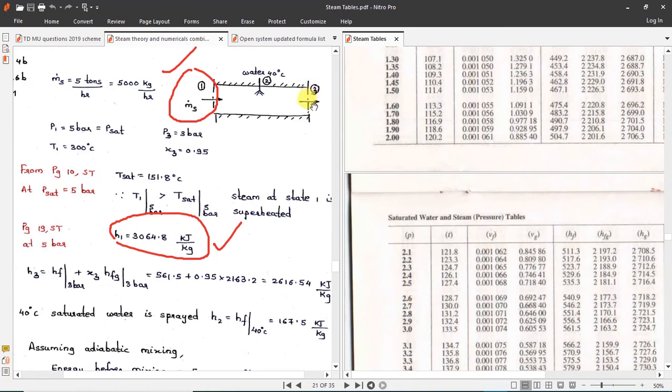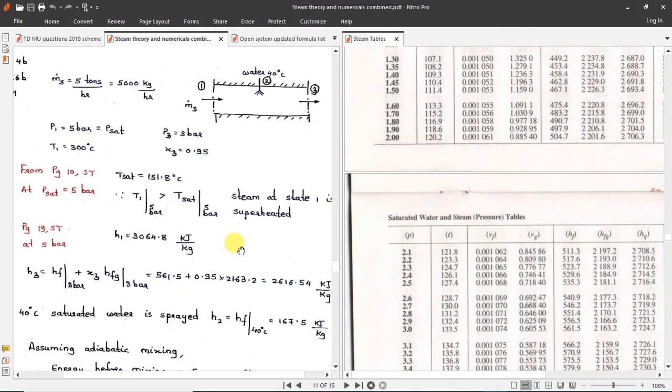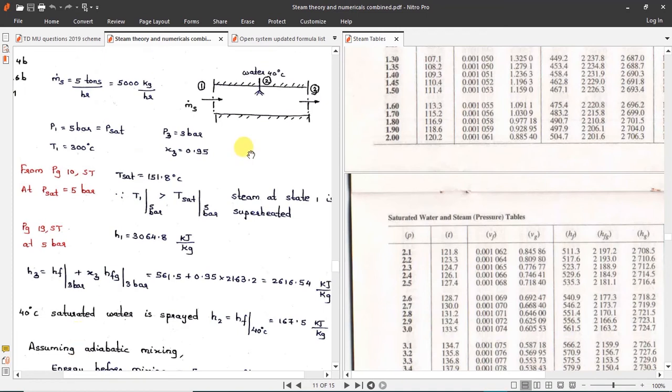Now you have to apply the energy balance, the first law of thermodynamics. How to apply that? We'll assume that this mixing is adiabatic. So I have shown hatching lines outside the pipe, which means it is adiabatic, without friction. Adiabatic mixing. So heat is not lost during the mixing process. So here energy before mixing is equal to energy after mixing.